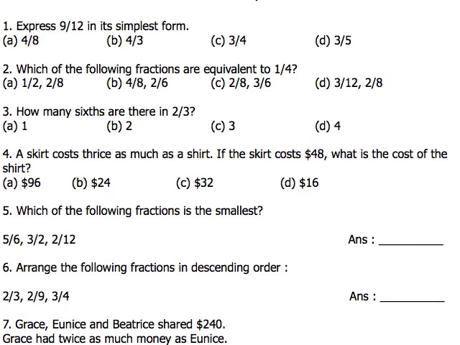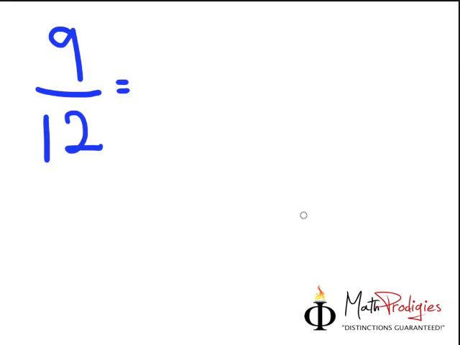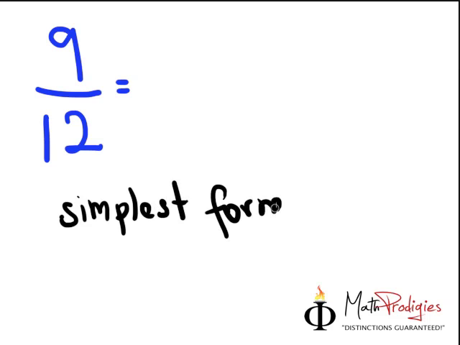The first question, if we take a look at this, is express 9 over 12 in its simplest form. Now when you have something like this, 9 over 12, and they tell you to make it into the simplest form, what does that mean? Simplest comes from the word simple, and simple means to make things easier. In this case, 9 over 12 is considered a bit weird. It's not the simplest form. It's not the easiest format you can put it in. Form again means the easiest look.